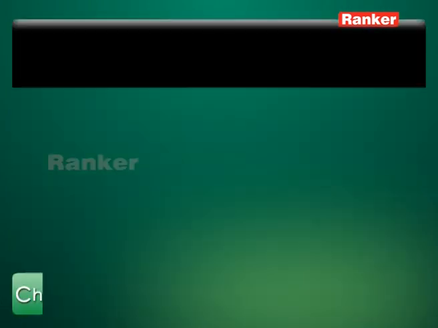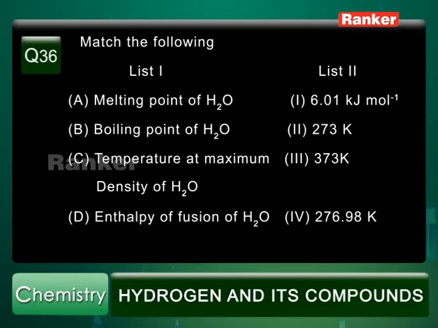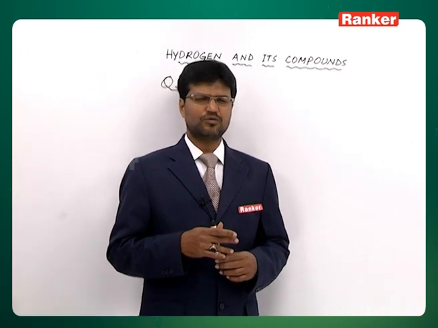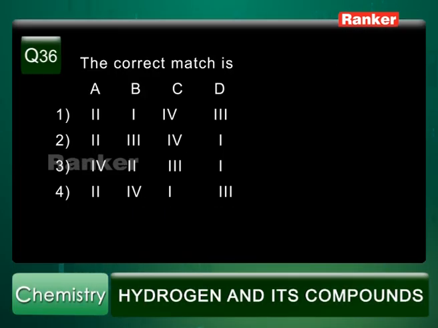Question number 36. In the list 1 we have some physical properties, and in the list 2 we have physical constants. Melting point of water is 0 degrees Celsius or 273 Kelvin. So, A should be matched with 2. Boiling point of water is 373 Kelvin or 100 degrees Celsius. So, B should be matched with 3. Temperature at maximum density of water. The temperature at which water has maximum density is 3.98 degrees Celsius. So, it becomes 276.98 Kelvin. Enthalpy of fusion of water obviously can be matched with 6.01 kilojoules per mole. So, the correct answer is second option.